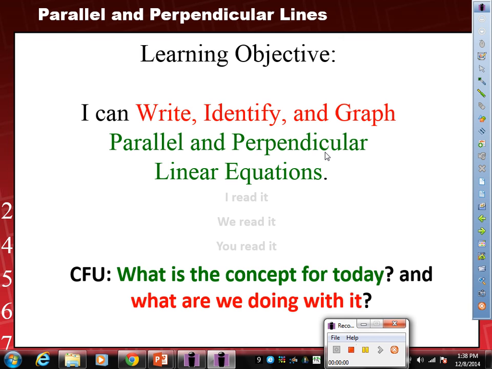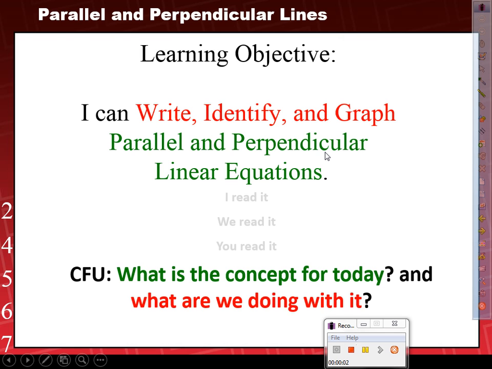I can write, identify, and graph parallel and perpendicular linear equations. Let's read together. 1, 2, 3. I can write, identify, and graph parallel and perpendicular linear equations.